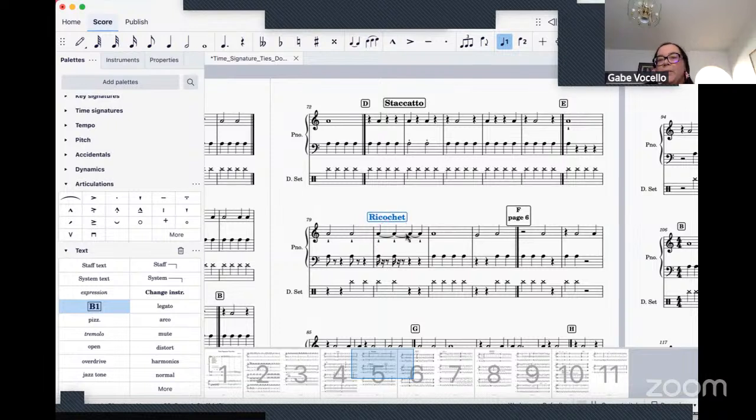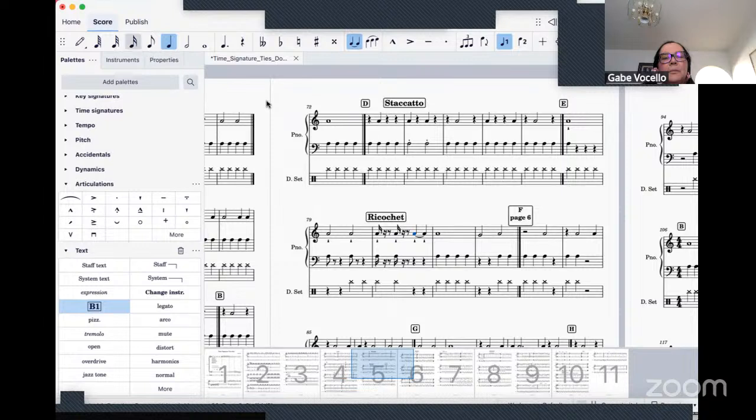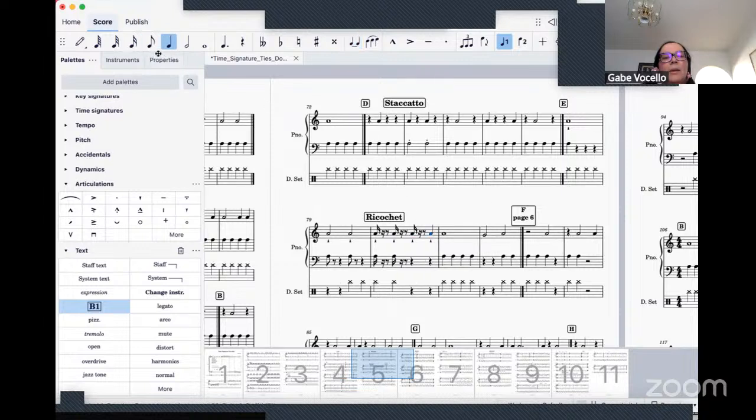So depending on the speed, this needs to be faster. So ta ta ta ta ta ta. But I'm going to add as a 16th note instead. Now, yes, now it's going to be.